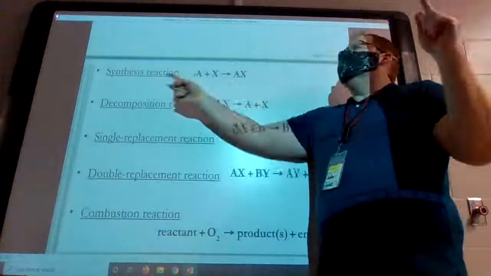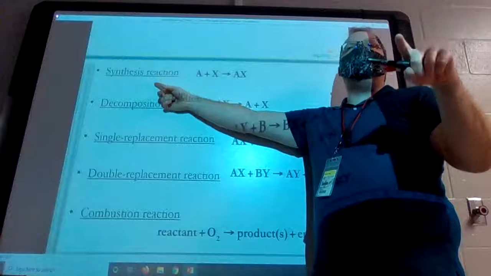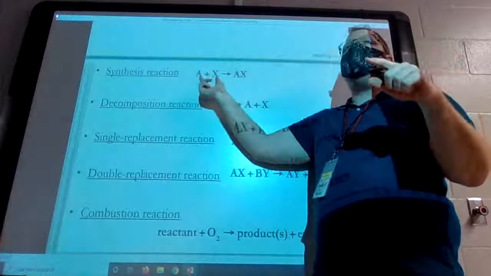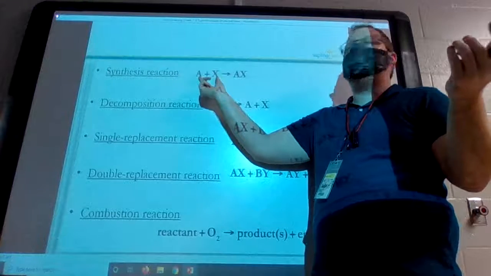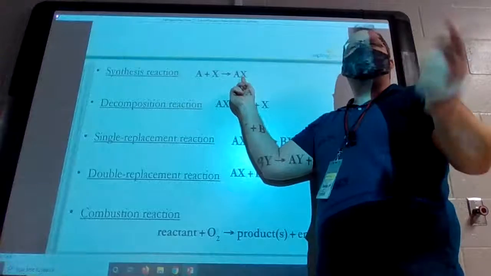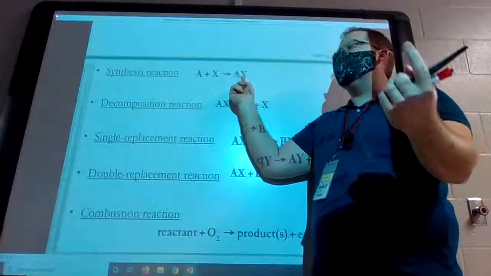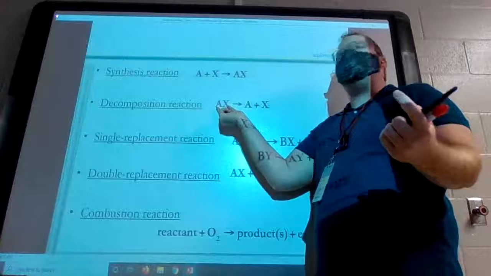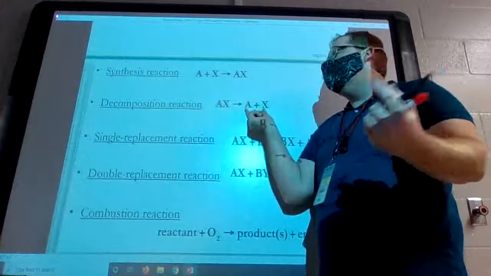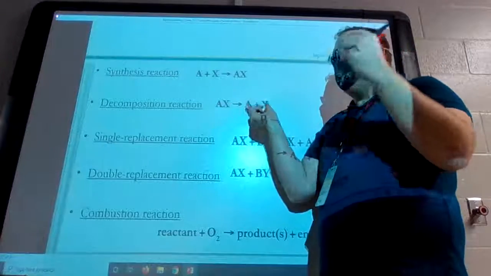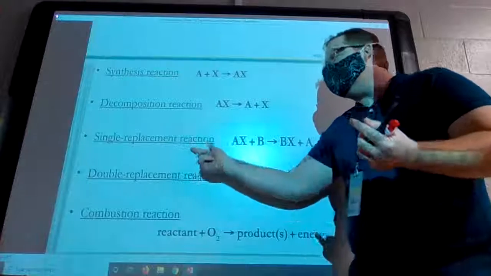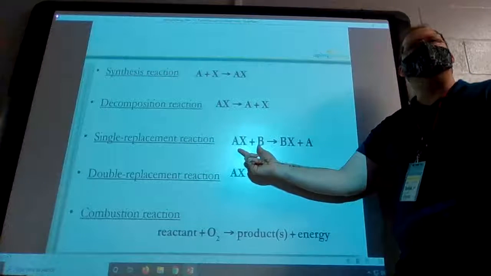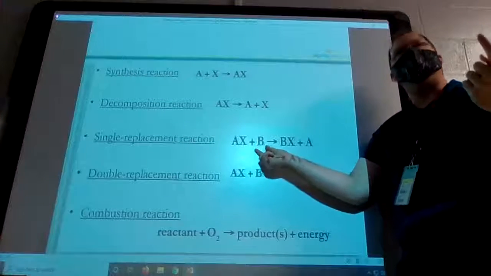Look. Synthesis, I'm creating something new. So I've got two individual atoms or two individual chemicals. I add them together. I'm creating a new chemical. That's synthesis. Decomposition, I'm breaking it down. I take the one chemical, break it apart into two separate parts. That's decomposition.